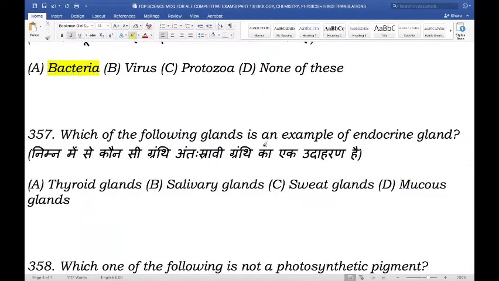Which of the following glands is an example of an endocrine gland? Out of these options, which is an endocrine gland? Is it the thyroid gland, salivary gland, sweat glands, or mucus glands? And the right answer here is the thyroid gland. The thyroid gland is an endocrine gland which is located in our neck. In the thyroid gland, two hormones are secreted into the blood, and these are thyroxine and triiodothyronine.